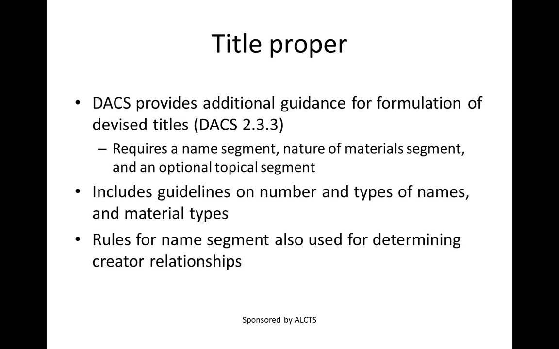According to DACS 2.3, the required elements of a devised title include a name segment listing the creator or collector of materials and the nature of materials segment. The topical segment of the title can also be included, as we saw in RDA, although according to DACS this is an optional element. DACS also provides more specific guidance on how to record the creator, such as the form of the name to be used and the number of creators that might be included in the title. It also includes guidelines for the number of different types of material that should be listed in the nature of material segment and for how topical segments should be formulated.